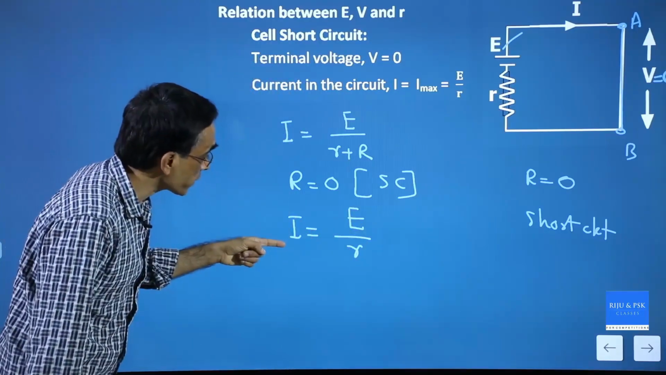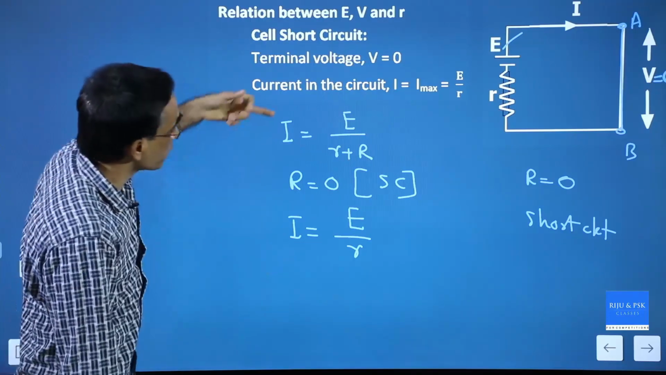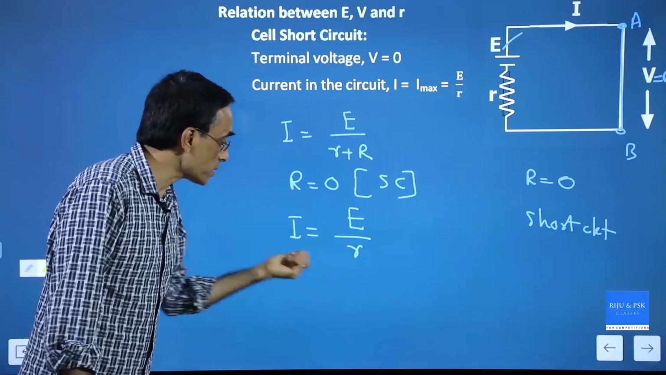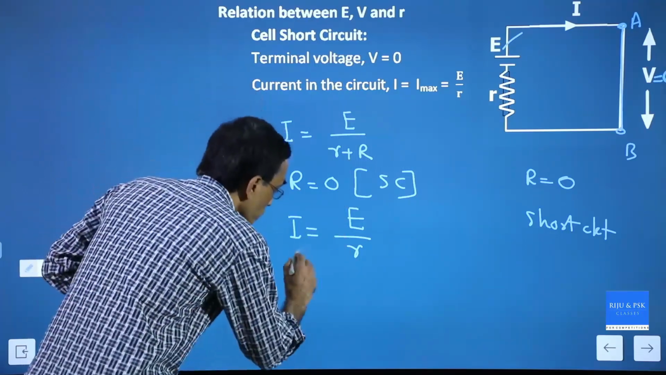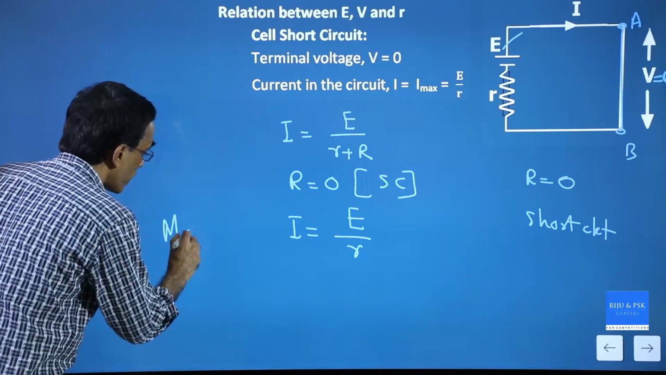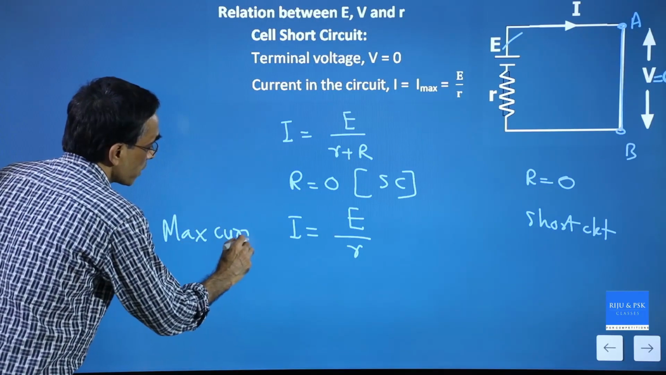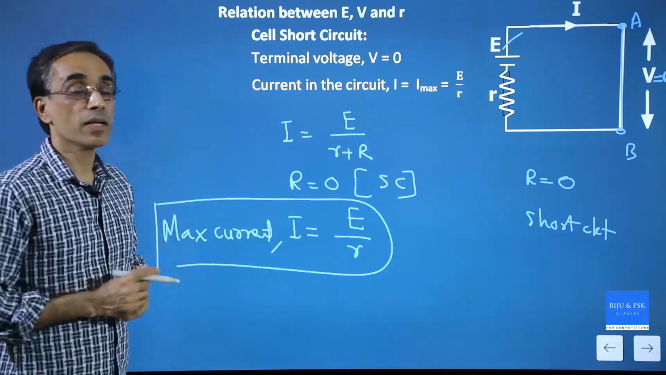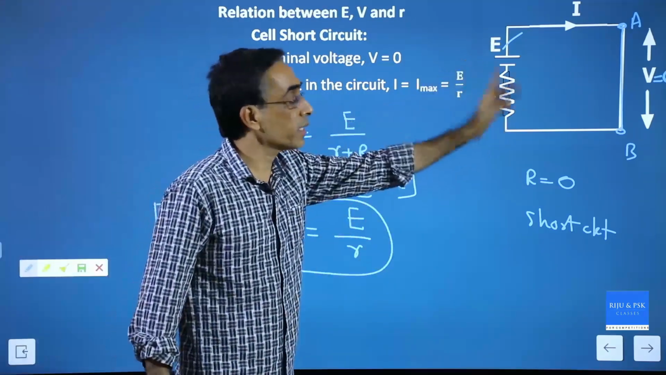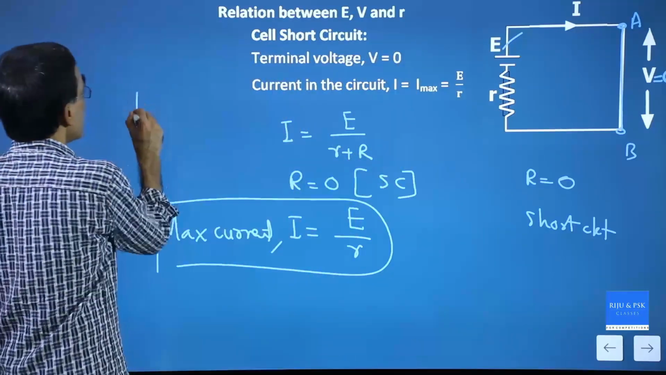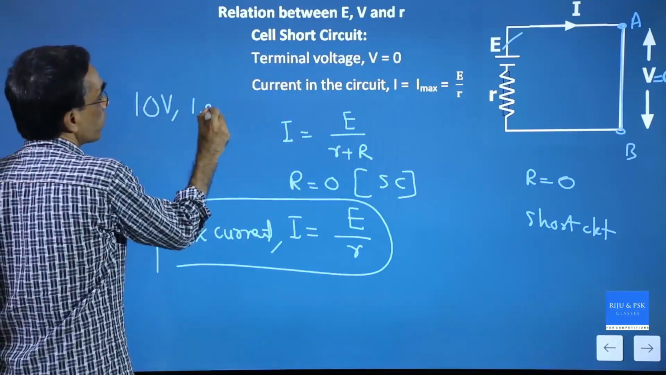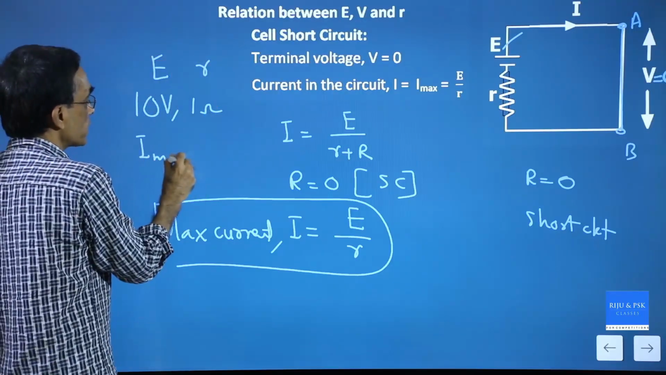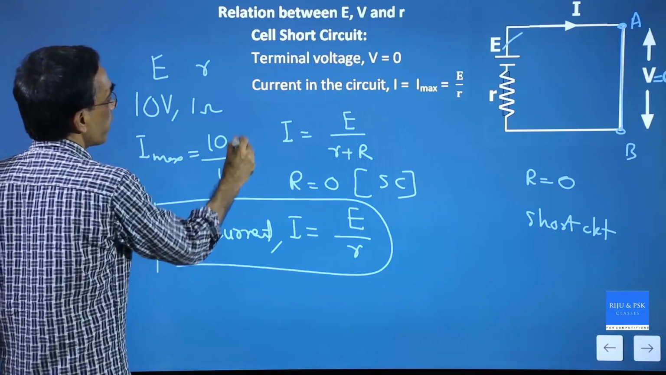Compare this equation and that equation, then you can see that this current is more than that current, because R external is there in one, but here it is missing. Denominator becomes less, current becomes more. So this is the maximum current from the cell. How to find maximum current from a cell? Simply divide its EMF by its internal resistance. For example, suppose I have a cell 10 volt, 1 ohm, where 10 volt is the EMF and 1 ohm is internal resistance. What is the maximum current from the cell? That is 10 by 1 ampere, 10 ampere.